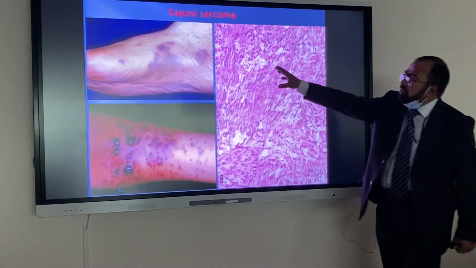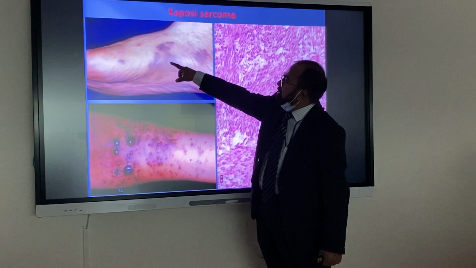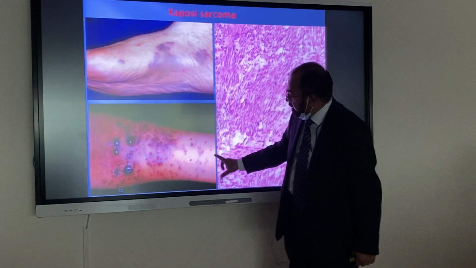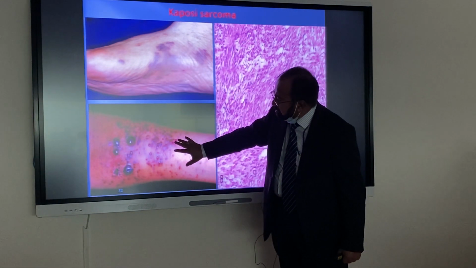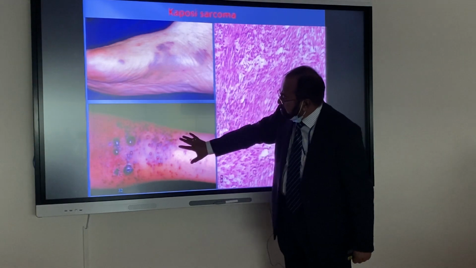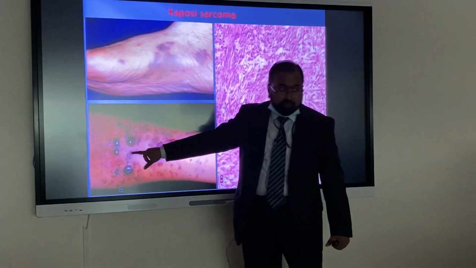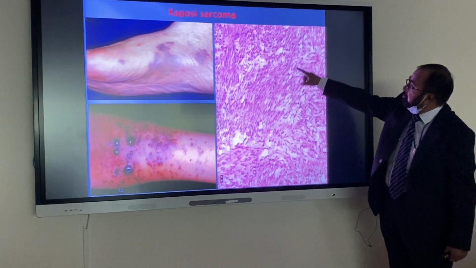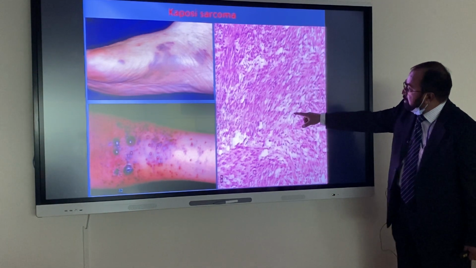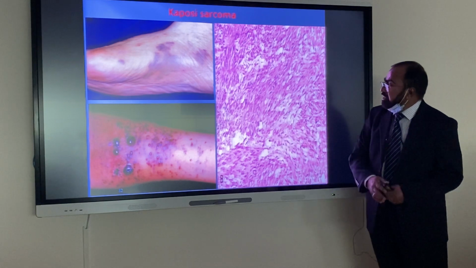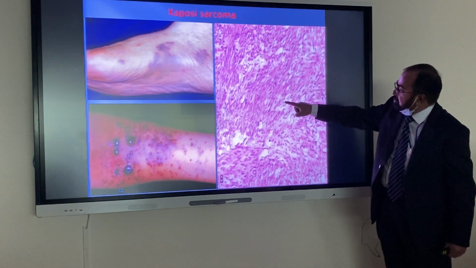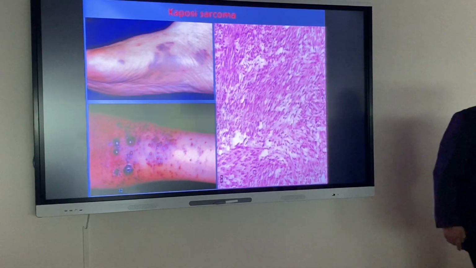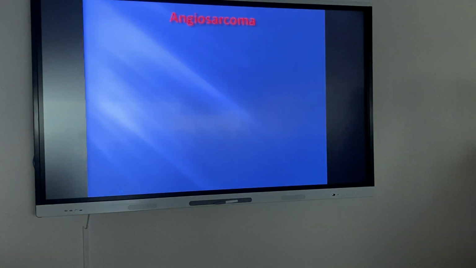This is the first initial one, a plaque, not raised. But here it comes up. These are macules, these are plaques, and these are nodules, right? Raised one, dome shaped. And these are spindle cells. You can see slit-like openings, and you can see RBCs and mononuclear cells in between. These are the mitotic figures. So these are intermediate type vascular tumors.